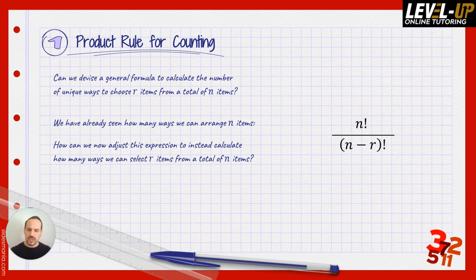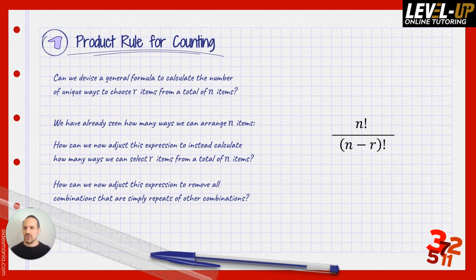And then one last thing we want to consider is how can we adjust this expression to remove all combinations that are simply repeats? Like I mentioned a moment ago with the meal deal question we had, one combination could be, say, a cheese sandwich and a Coca-Cola, and another combination would be a Coca-Cola with a cheese sandwich. But you notice it's essentially the same thing, isn't it? We've just swapped the items around, and say we don't want that. We just want the unique combinations. We don't want ones where they've just been swapped around.